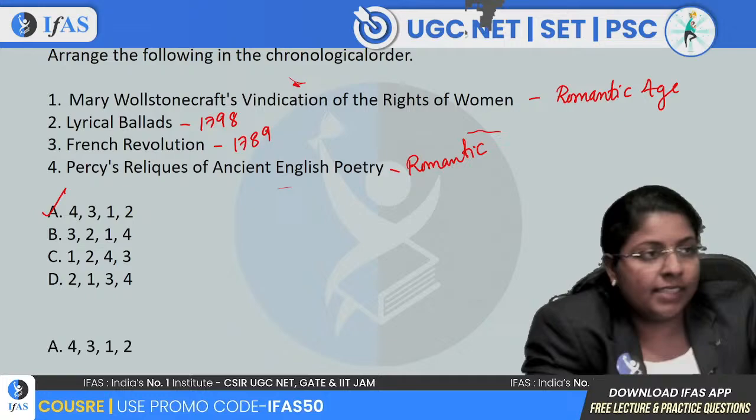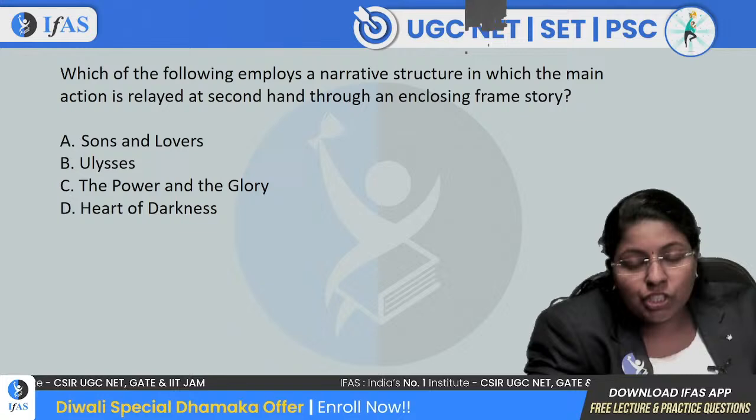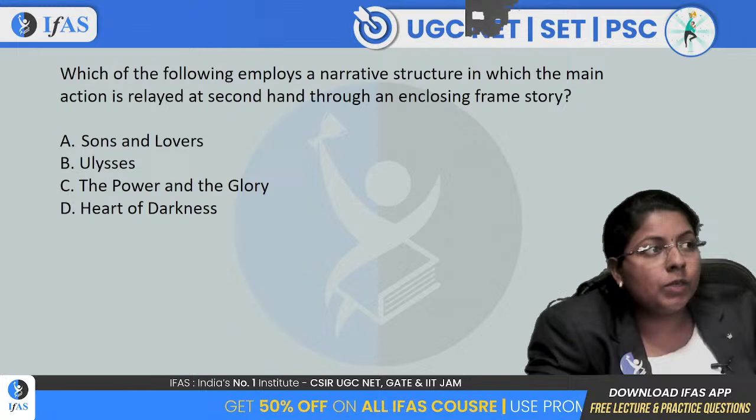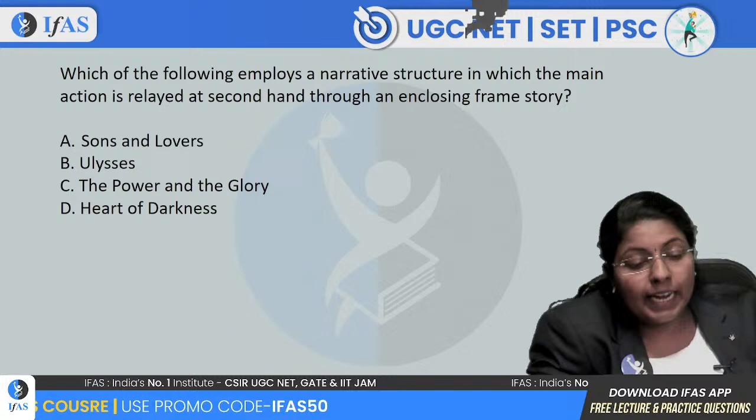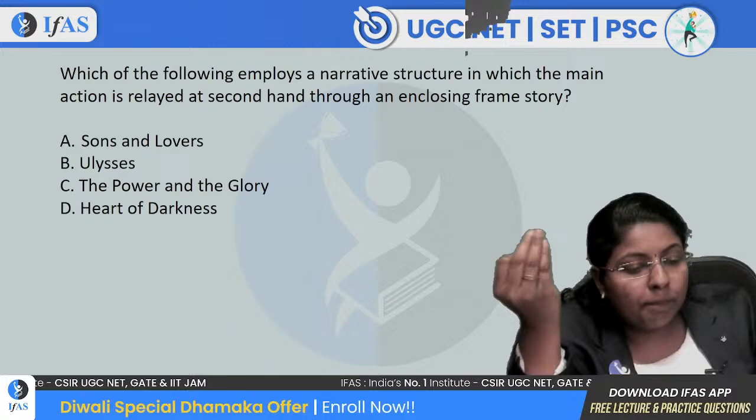Alright? Okay, fine. So, moving towards the next question. Which of the following employs a narrative structure in which the main action is relayed at second hand through an enclosing frame story? Yes, tell me the answers, Mariam. We have the options here: Sons and Lovers, Ulysses, The Power and the Glory, Heart of Darkness.